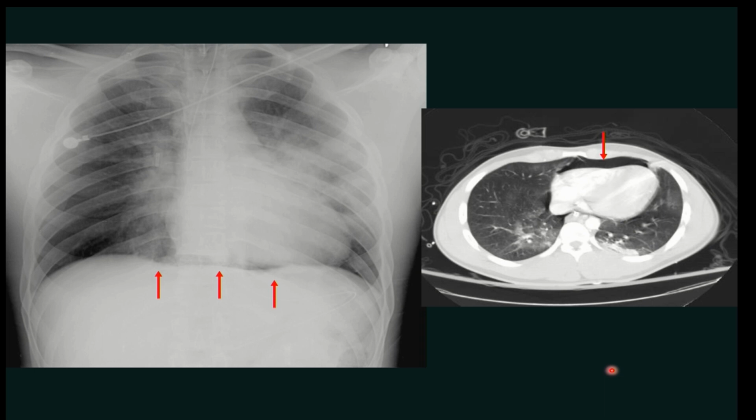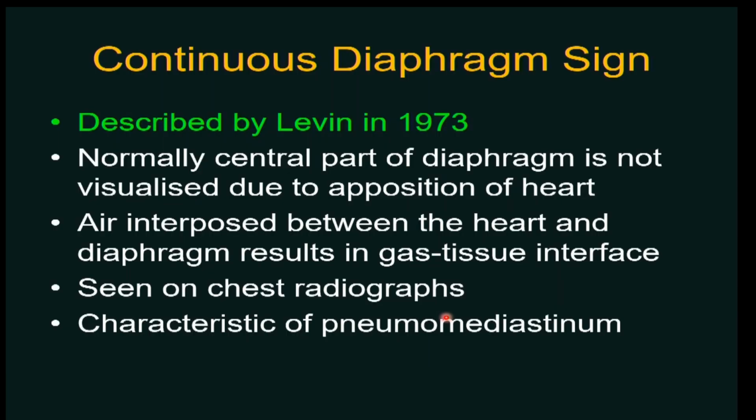Yeah, exactly. So it's a continuous diaphragm sign. Usually we don't see this air interface because the heart is sitting on the diaphragm and there is no difference in the opacity. Hence, the continuous diaphragm sign is not seen. So whenever there is air interposed between the heart and the diaphragm, you start seeing the diaphragm throughout its continuity. Hence, it is called a continuous diaphragm sign, and it is a diagnosis of pneumomediastinum.